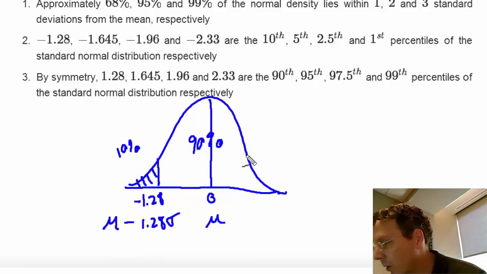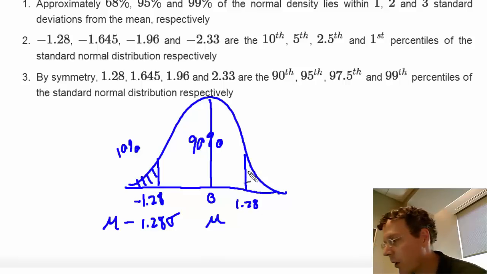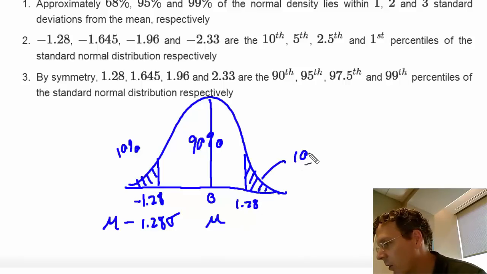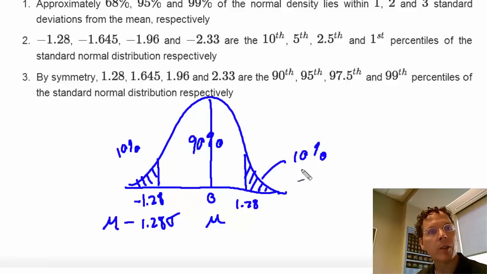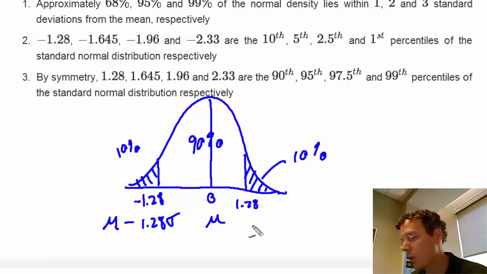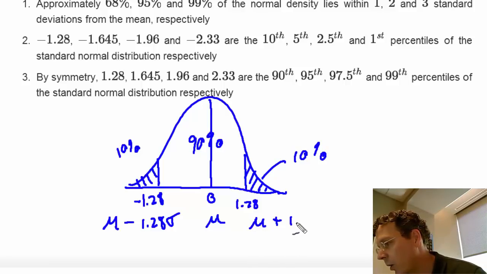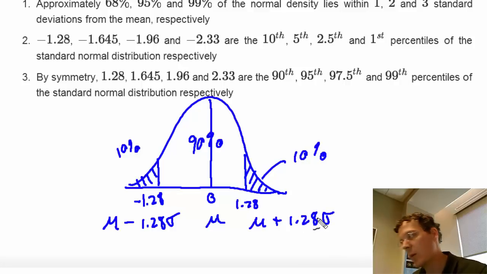By symmetry, this point right here, 1.28 on the standard normal distribution, is the quantile such that 10% lies above it. For a potentially non-standard normal, this point would be mu plus 1.28 times sigma. So this point would be the point such that 10% lies above it and 90% lies below it.